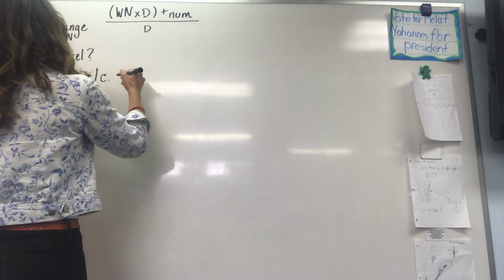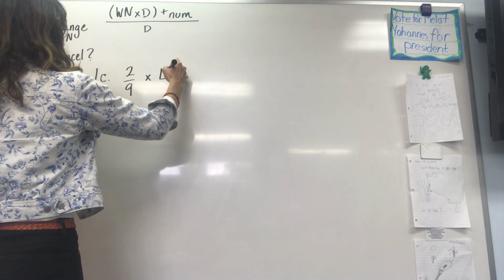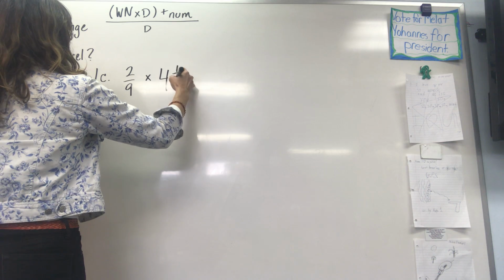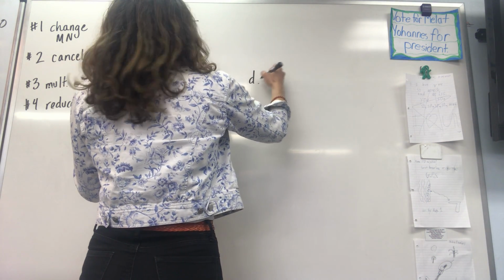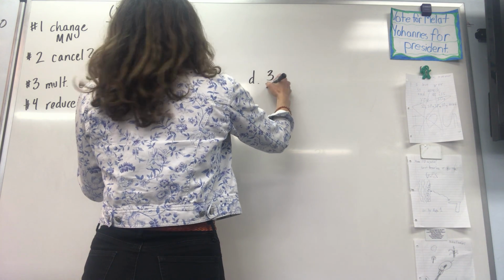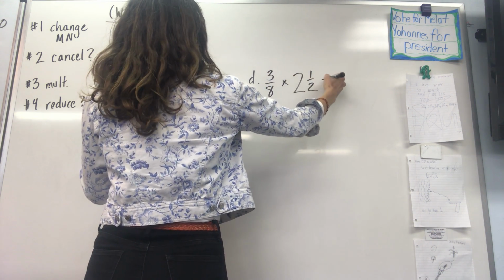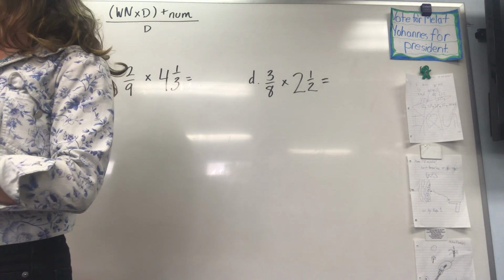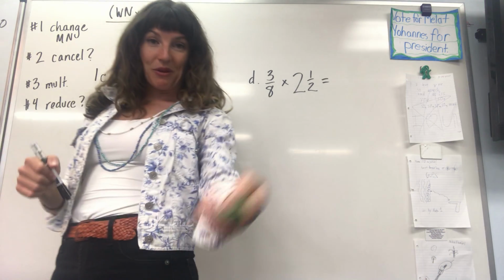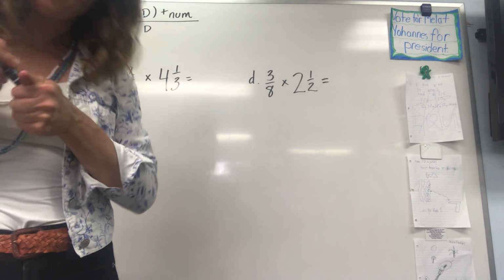Okay, 1C. 2/9 times 4 1/3. And here's D. 3/8 times 2 1/2. Okay? That is what is written in your book. Now we write down all the good stuff in green. Here we go. Step number 1.